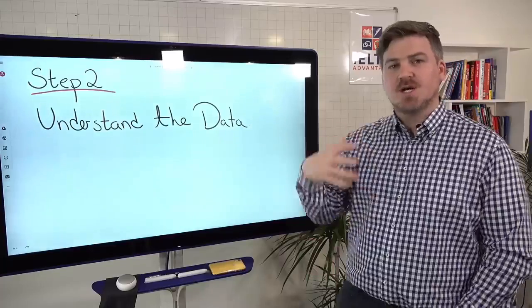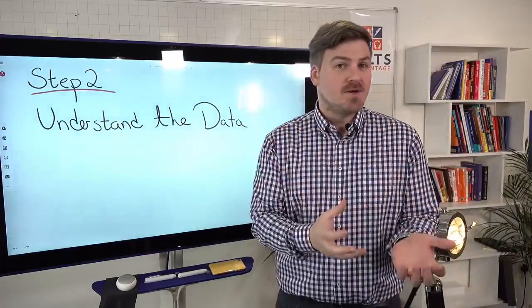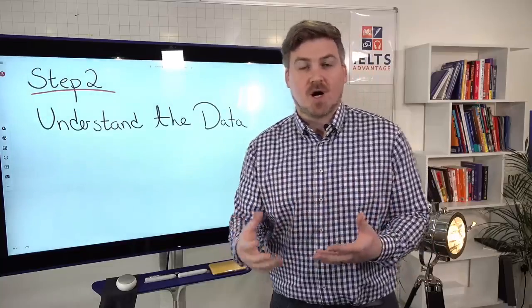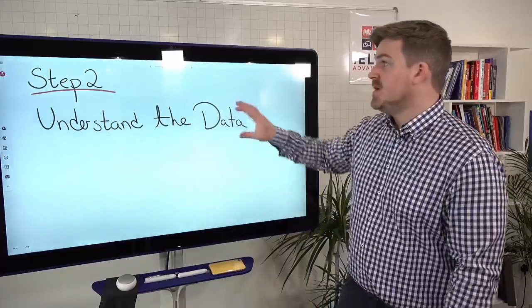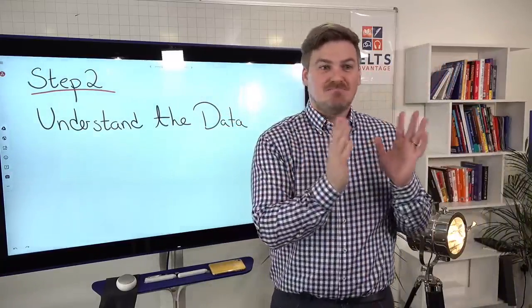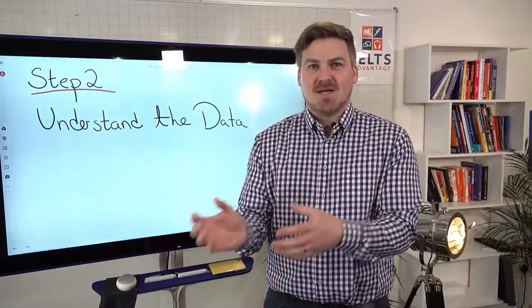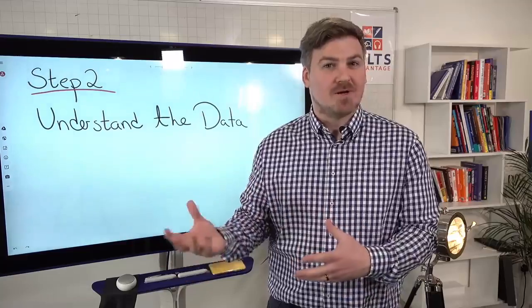Step 2, once you understand what the examiners are looking for, you know what the marking criteria means, and you know how to give the examiners what they're looking for, then we can start looking at the question. Step 2, understand the data. Why is this important? Well, you have to write about the data. If you don't understand the data, how are you going to write about it? How are you going to write about it effectively?